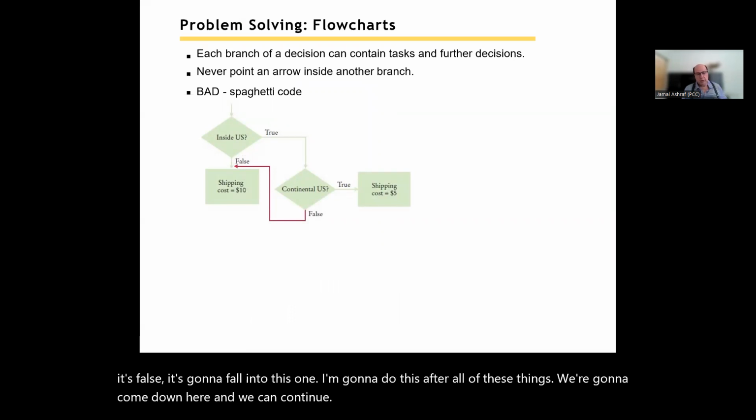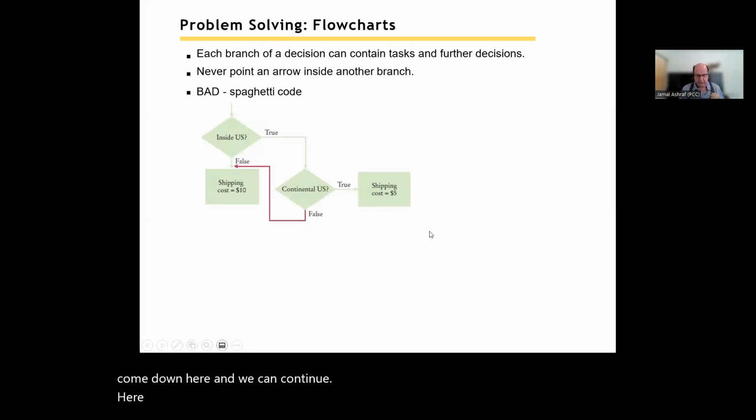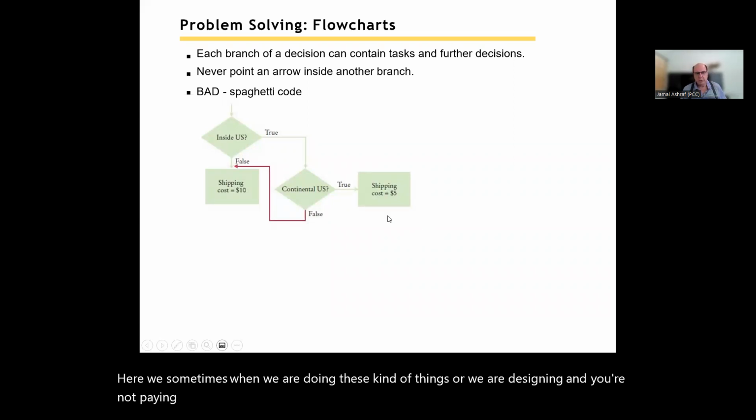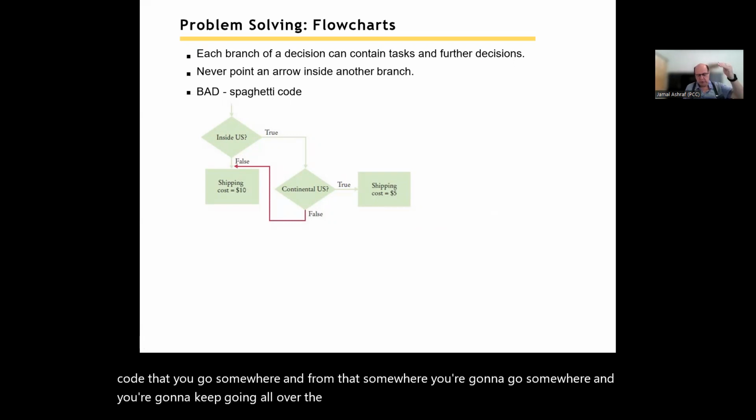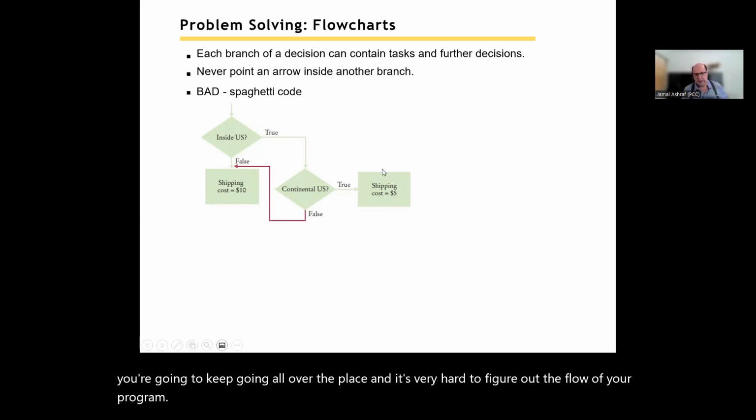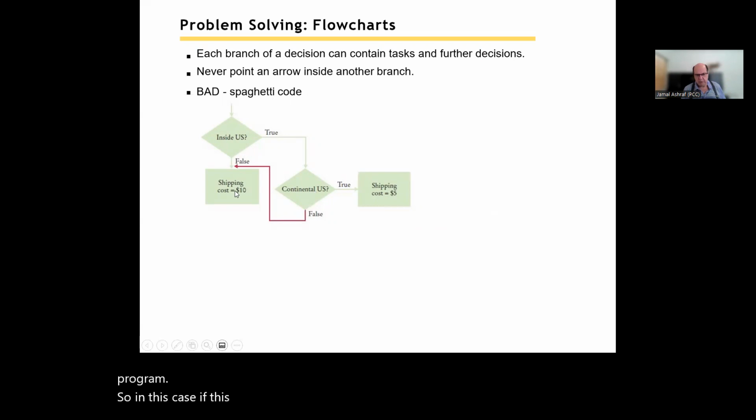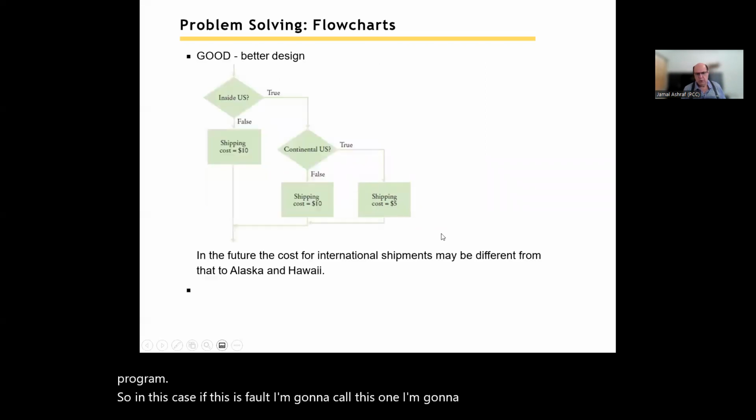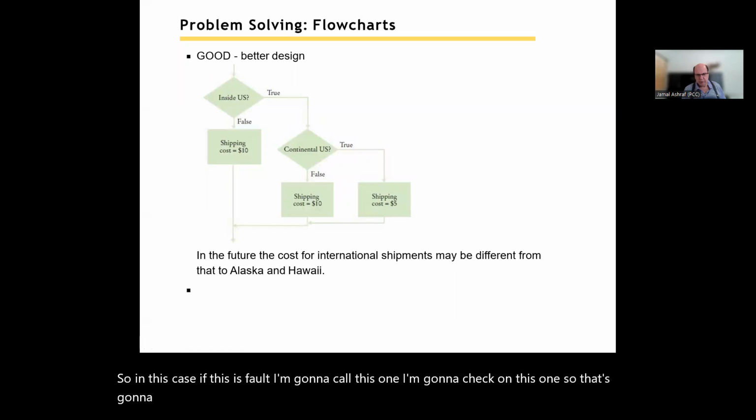So here, sometimes when we are doing these kinds of things, or we are designing and we are not paying attention, we can end up with something called spaghetti code. Spaghetti code is code where you go somewhere, and from that somewhere, you go somewhere else, and you keep going all over the place, and it's very hard to figure out the flow of your program. So in this case, if this is false, I'm going to call this one, I'm going to check this one. So that's not going to be easy to follow.